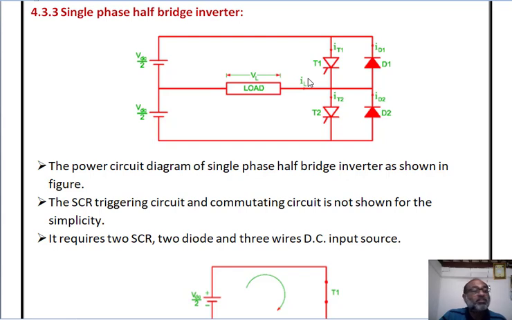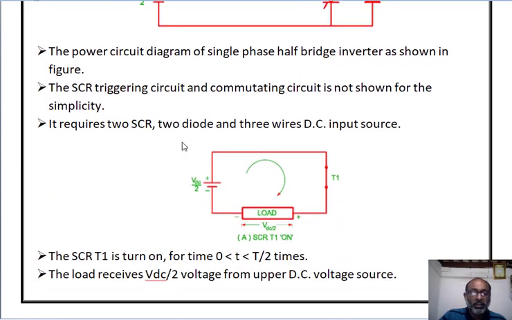In this type of inverter, it requires two SCRs, SCR T1 and SCR T2, and it also requires two diodes, diode D1 and D2, and it requires a 3-wire DC input source. Here you can see there are 3 wires of the DC input source. Now let me explain the working principle.